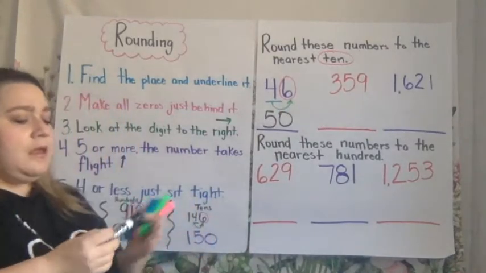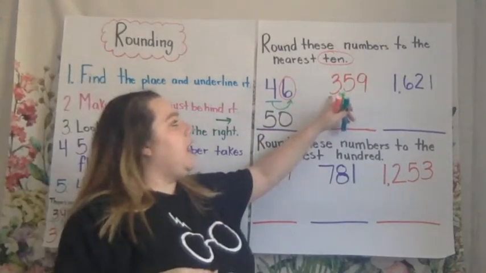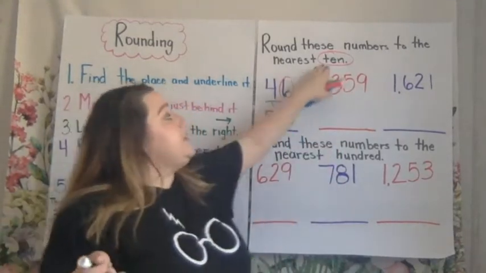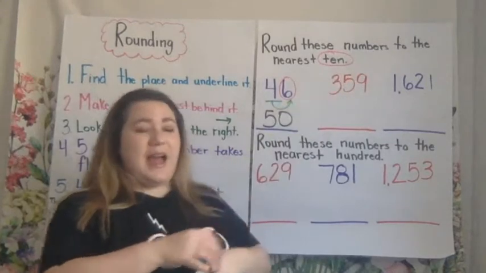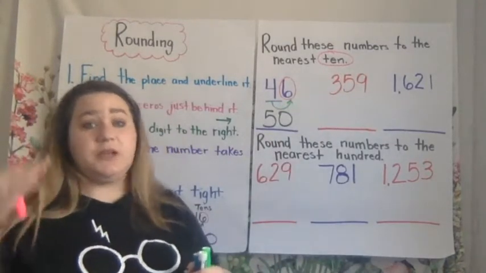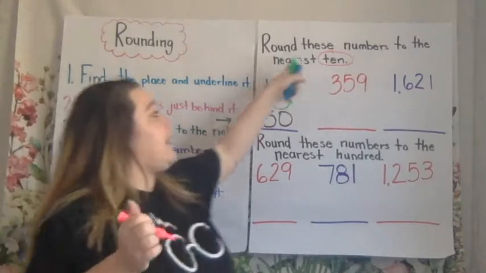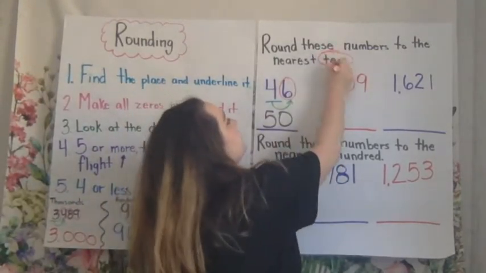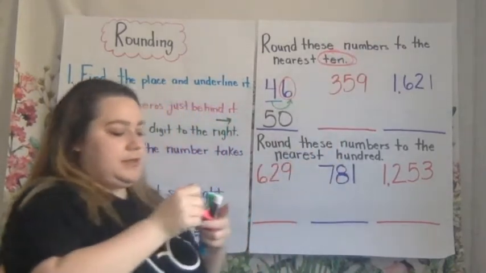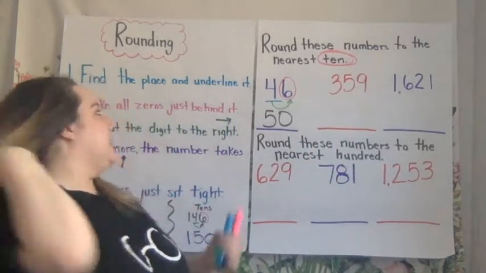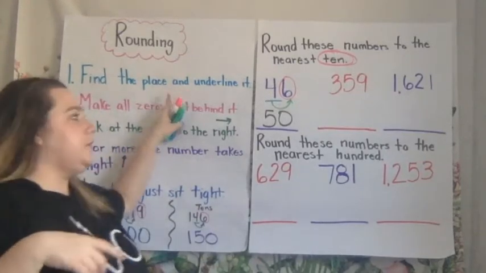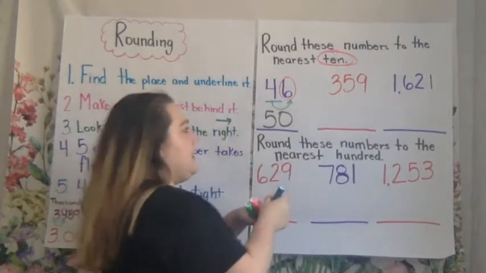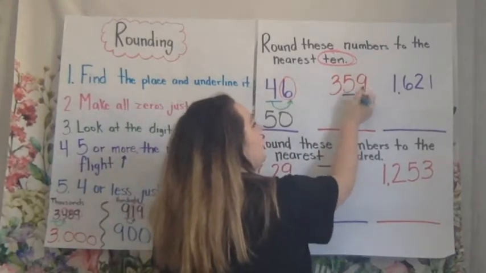Good. Now this time I have a number that's going into the hundreds. That's okay. We're still rounding to the nearest 10 because I'm reading my question every single time just to make sure. It says round these numbers to the nearest 10. I check that question. It says 10. I pay super close attention. All right, step 1, what am I going to do? I find my place and underline it. So I start from here, ones, tens. All right, I can underline my tens.